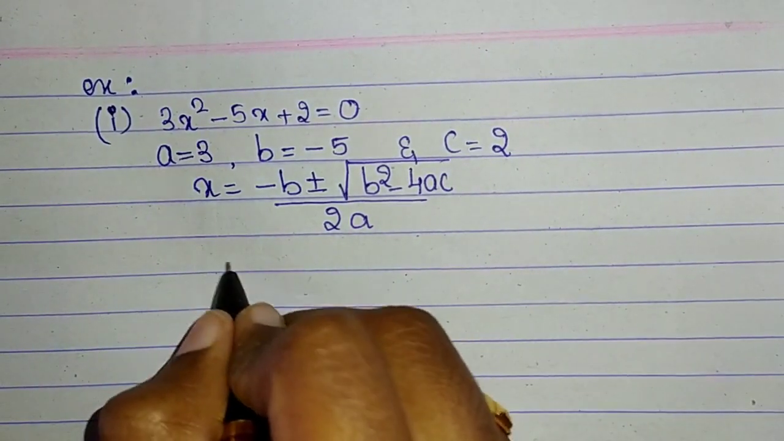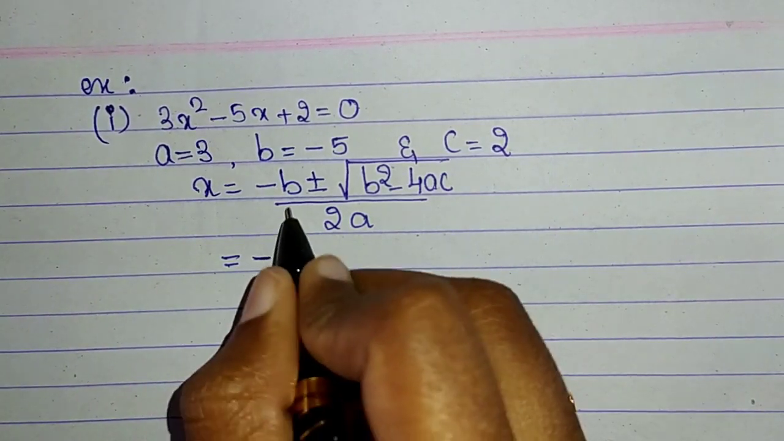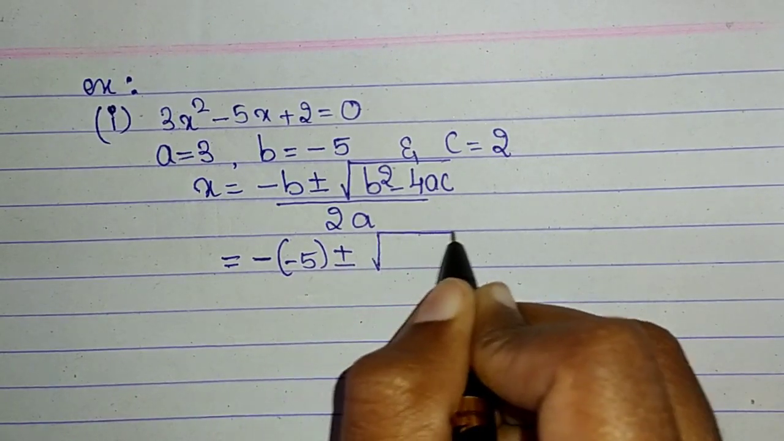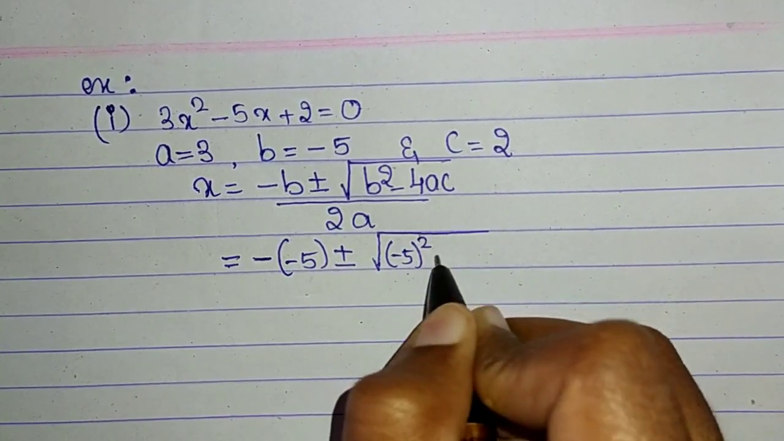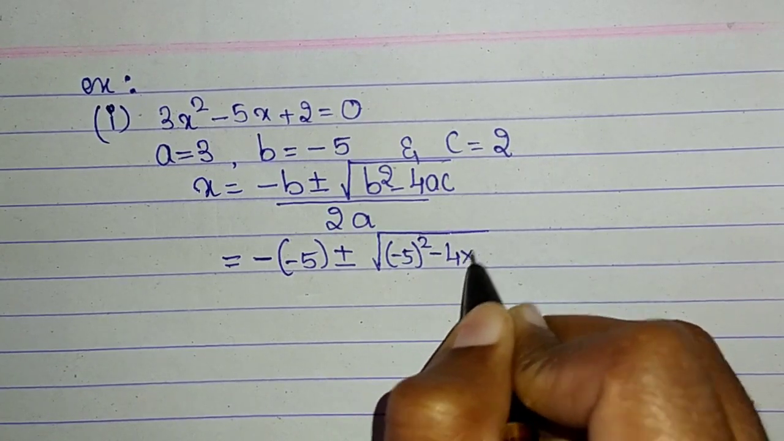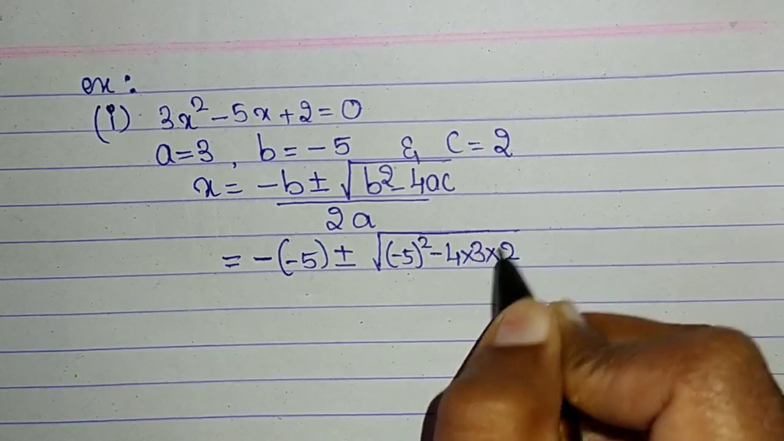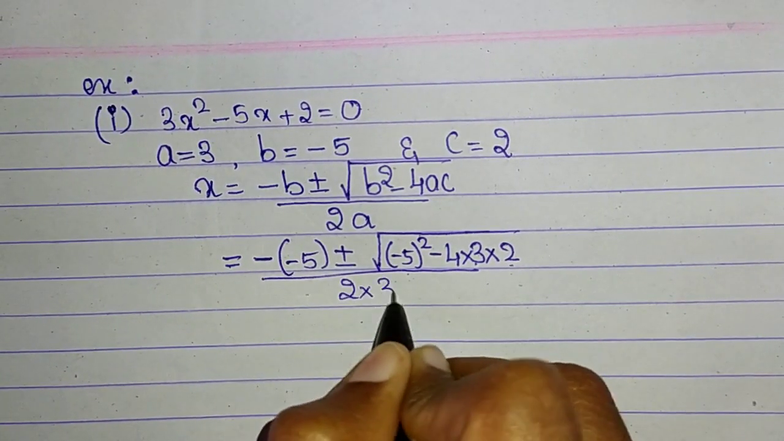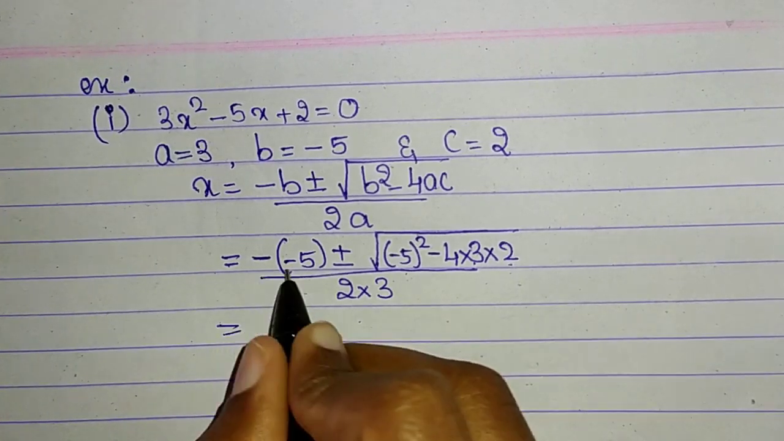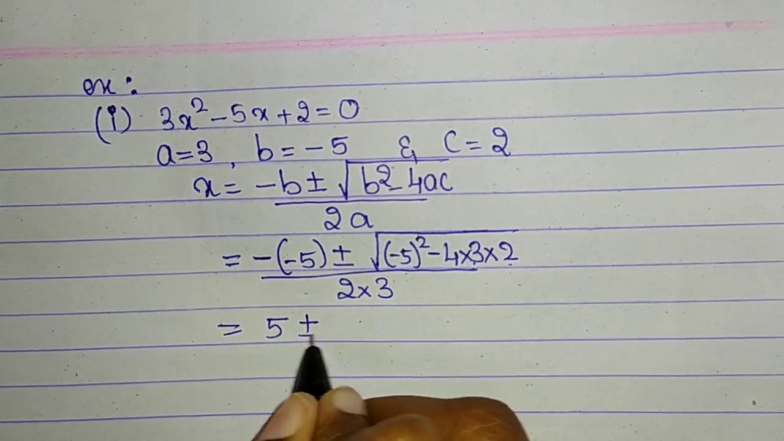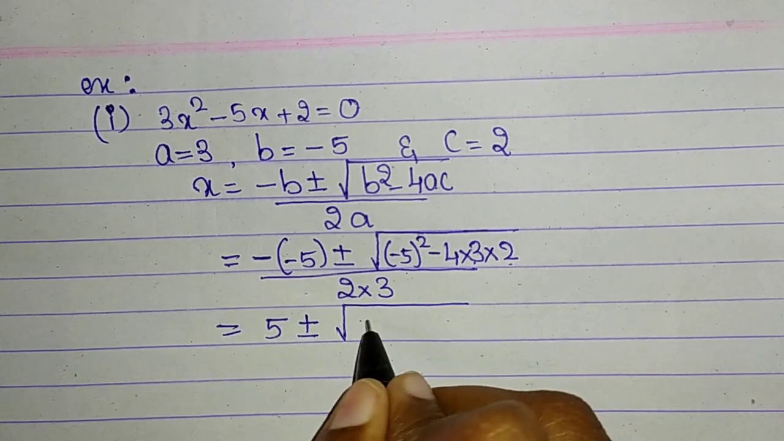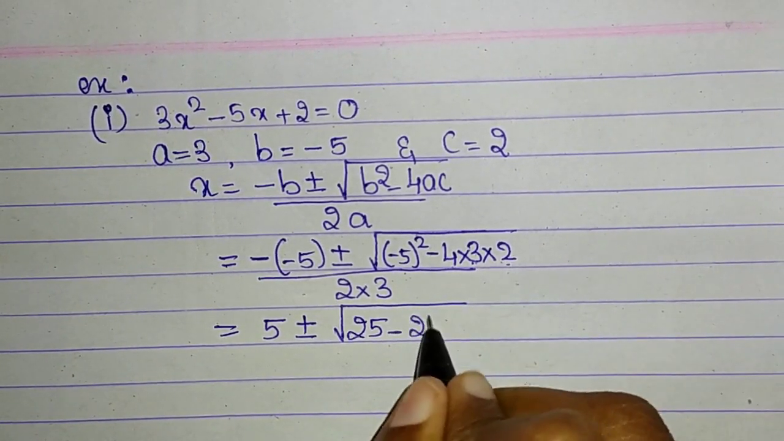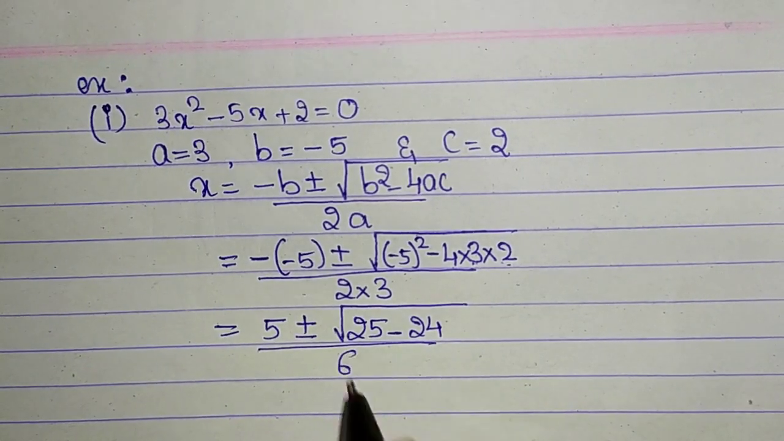So putting the values, which is equal to minus, b is minus 5 plus or minus under root minus 5 whole square minus 4 into 3 into 2. Because a is 3, c is 2. Whole divided by 2 into 3. Now this is equal to minus into minus 5 plus or minus under root minus 5 square 25 minus 4 3s are 12, 12 2s are 24 divided by 6.